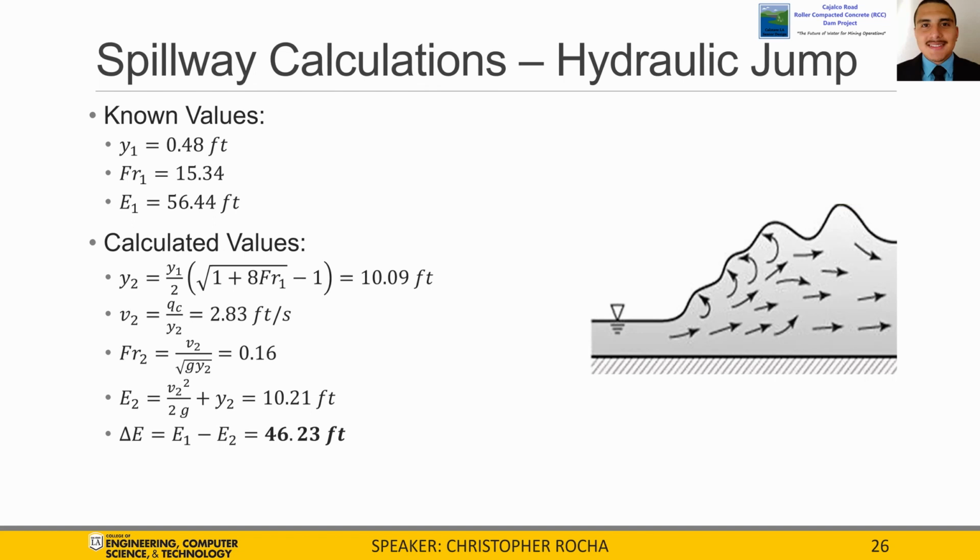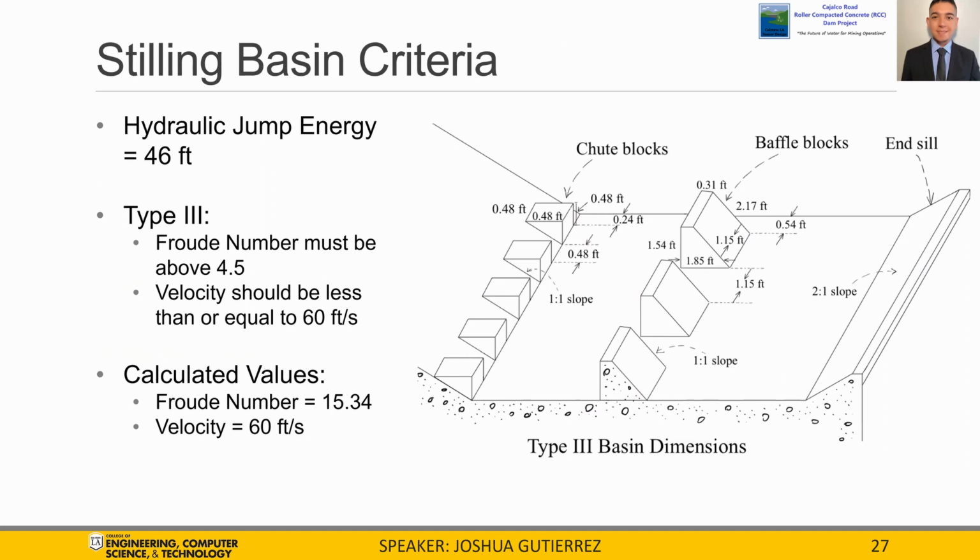We also determined that we would have about 46.23 feet of energy that needs to be dissipated. We propose constructing a sealing basin at the base of the spillway as a way of dissipating the 46 feet of energy from the hydraulic jump.